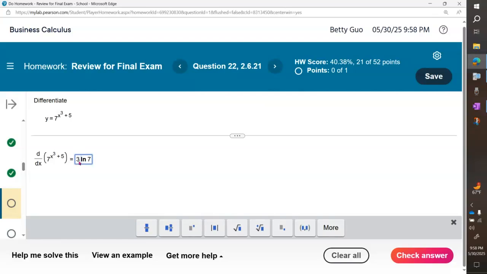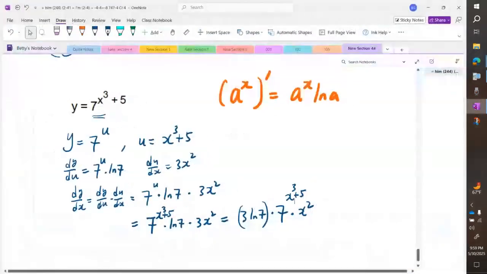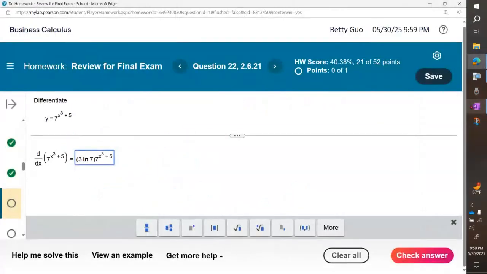Let me put a parenthesis, frame that. Seven to the power of x squared plus 5. No, x cubed plus 5. Let's see. 7 to the power of x cubed plus 5, and then times x squared.